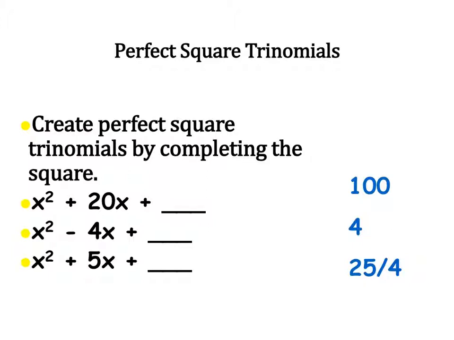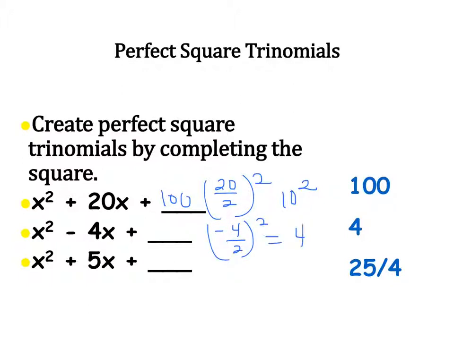Now, we're going to find the constant term or the third term of the trinomial in each of these. As you can see, the answers are written out to the side, but how do we get those answers? Again, to find the missing term, we take half of b and square it. Half of 20 is 10, and we take 10 and square it, and we get 100. In the next one, half of negative 4 squared gives us positive 4.